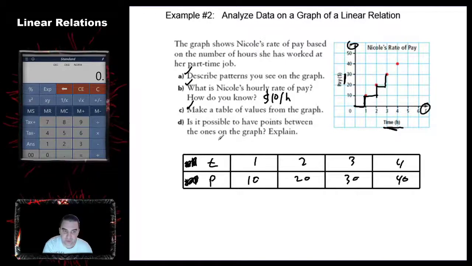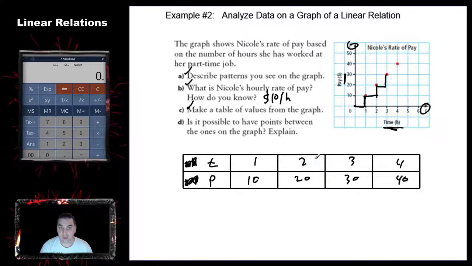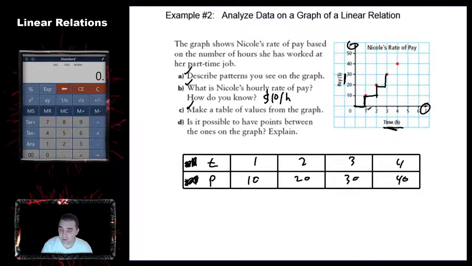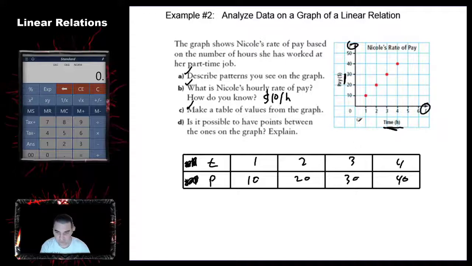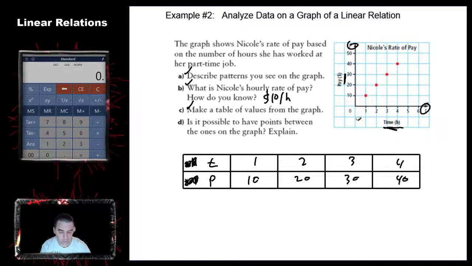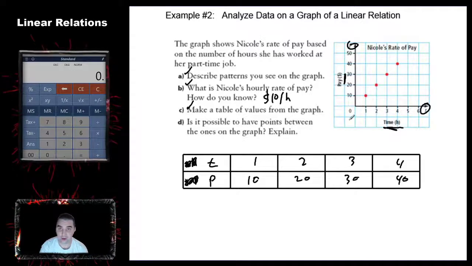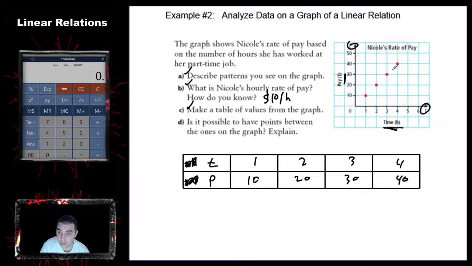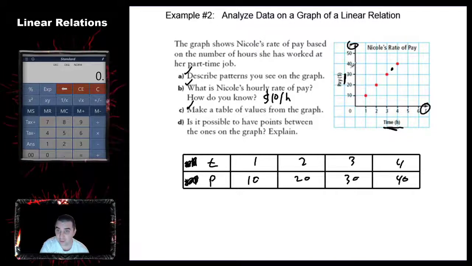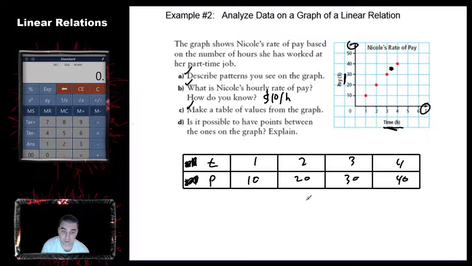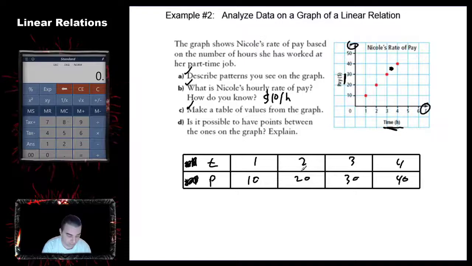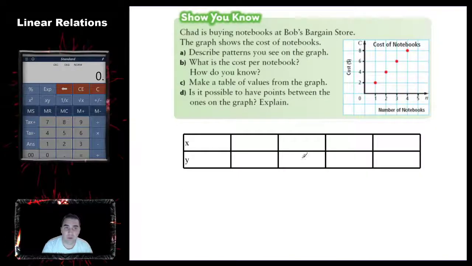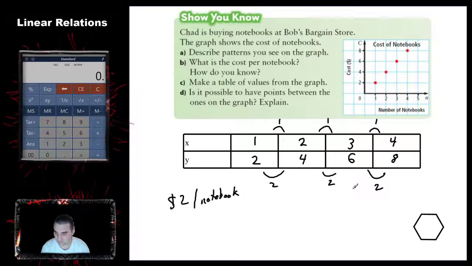Is it possible to have points between the ones on the graph? I don't know. I would think that most jobs would say, no, you need to work a full hour. Your hours are this to this. But that really depends on her job. They might say this is your hourly rate of pay, but you can work a half-hour block. So yeah, I guess it's possible. She could work 3.5 hours and they will pay her $35. Sure. I mean, it's possible. It depends on the job, but yeah, it's possible. Why not?